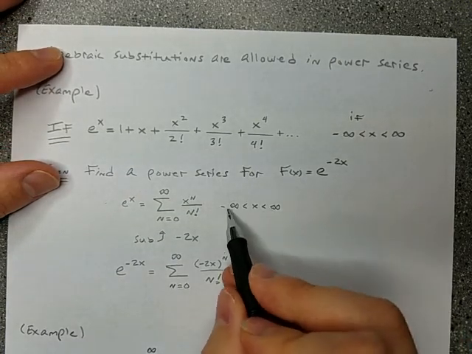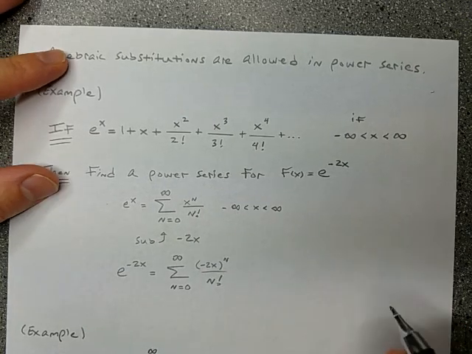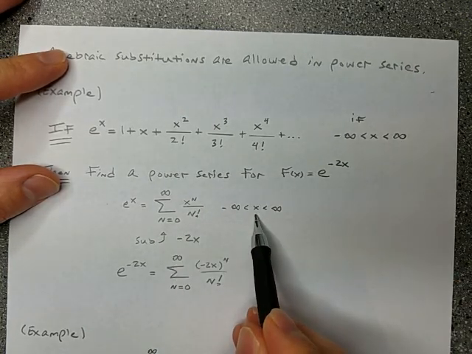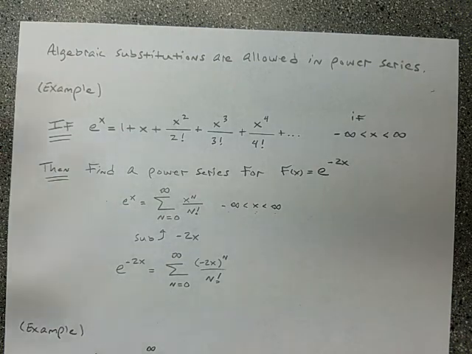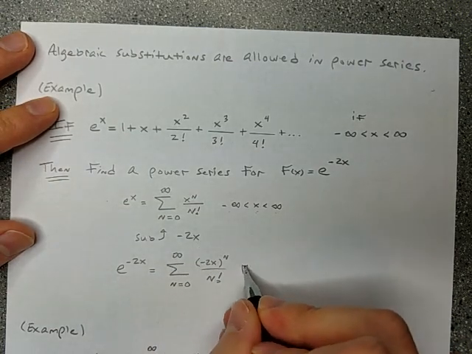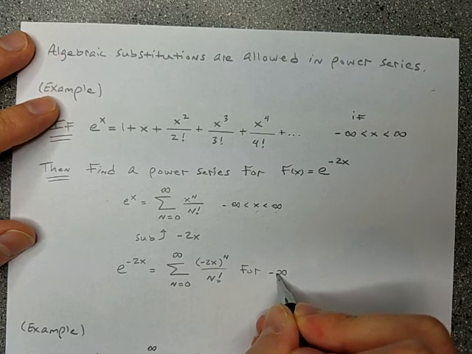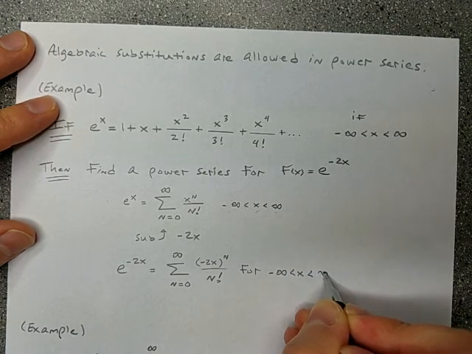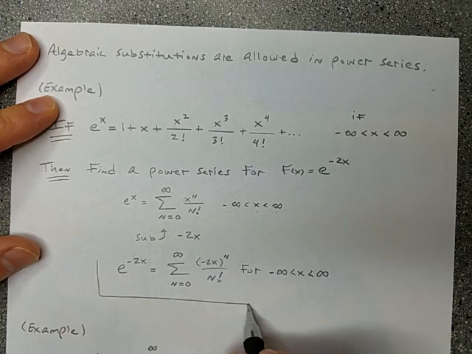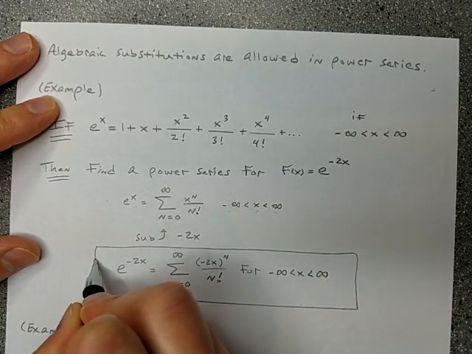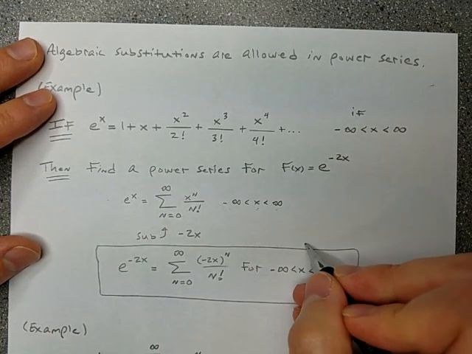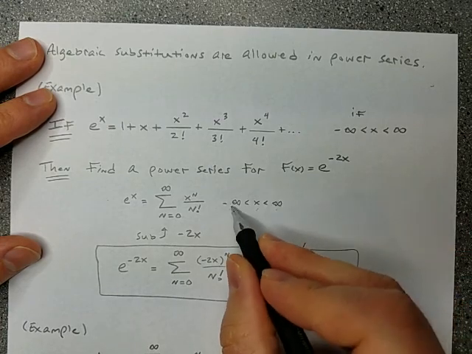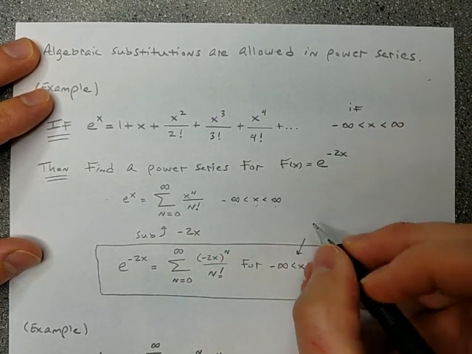What about the interval of convergence? Well, I'd have to substitute in there also. So that would say negative 2x is between negative infinity and infinity. But if that's the case, then x again would be between negative infinity and infinity. So there's my power series by way of substitution from a known one for e to the minus 2x. The interval of convergence is just a consequence of substitution into the original one.